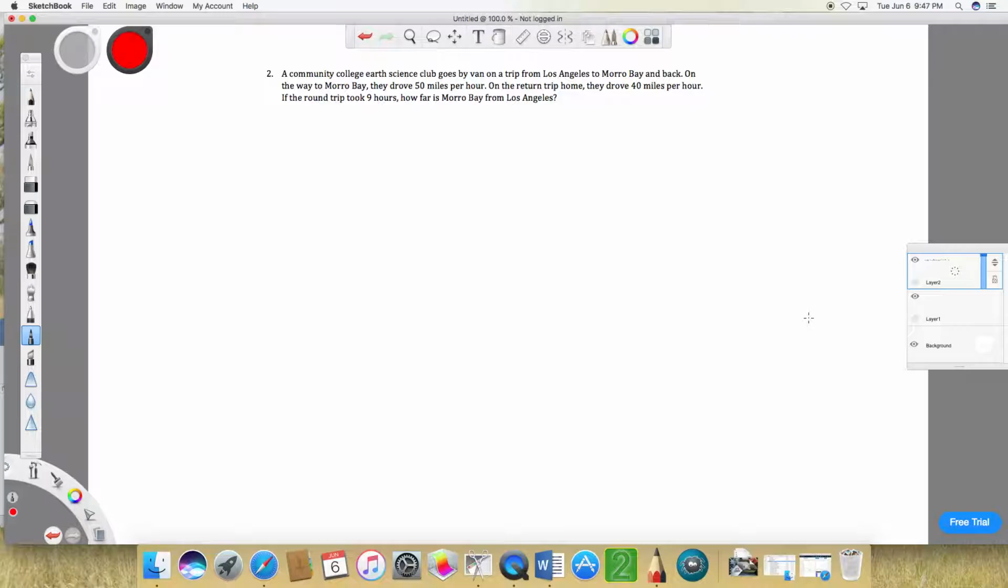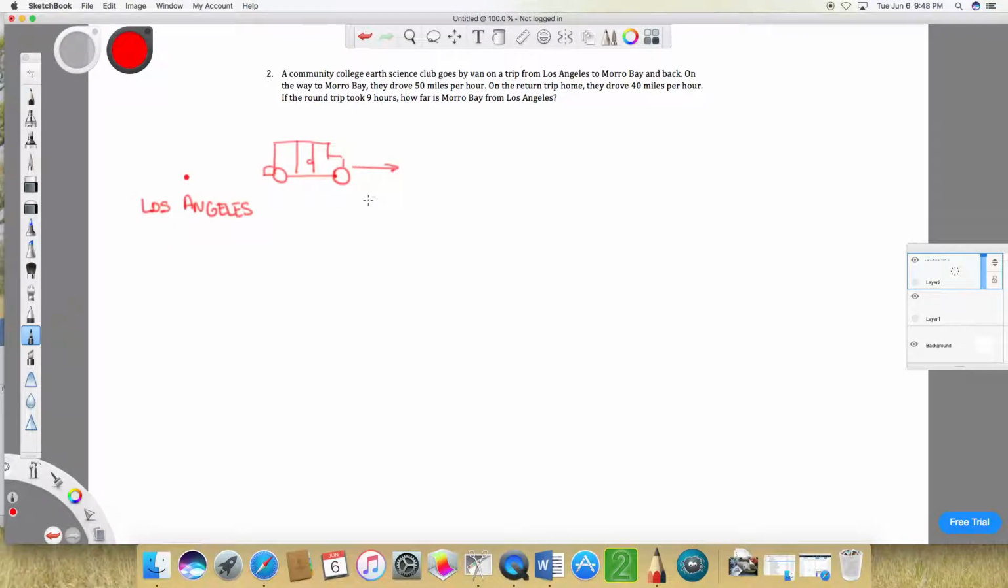All right, so let's draw a sketch, and that's where these problems are a little bit kind of fun. We have Los Angeles, and we have a van of community college students. My van is one of those boxy vans.